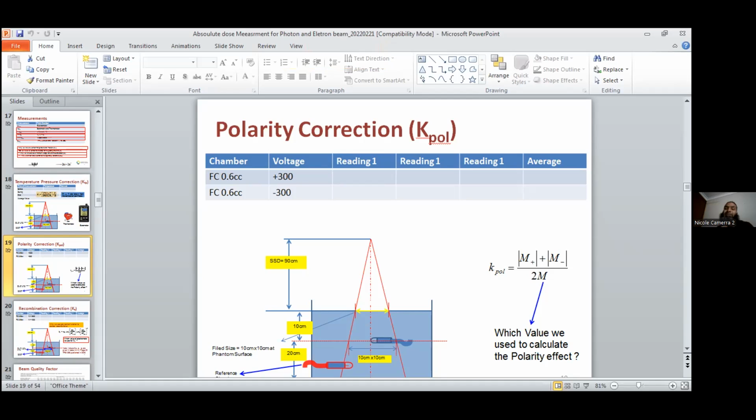But do you remember when you get your calibration certificate, they do the cobalt 60. Cobalt 60 is a continuous beam, isn't it? Yes. And they do the polarity corrections. Yes, that's true. Absolutely. But why not should we be doing it for the iridium 192 source, brachytherapy source?